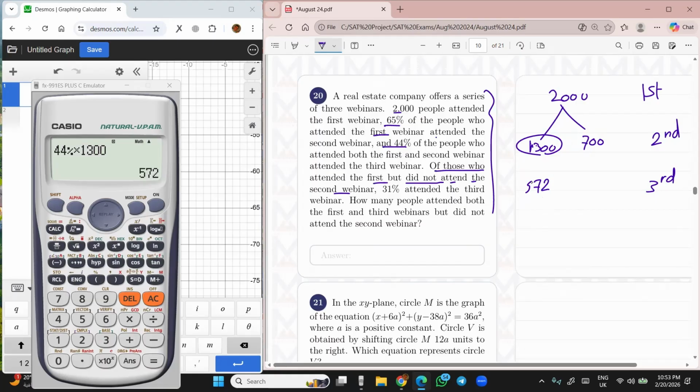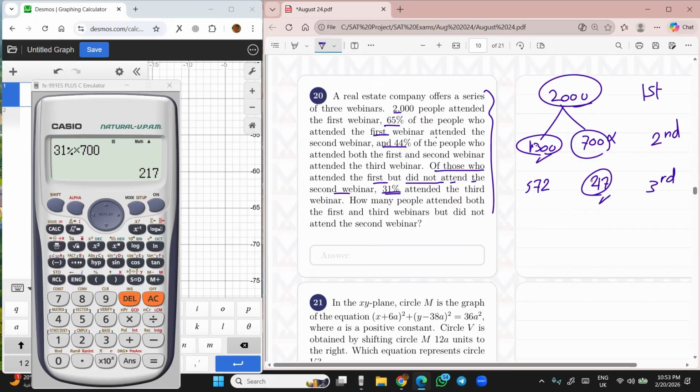700 people, what happens to them? 31% of them attended the third. Now we have 31% of this 700. So we can write 31% times 700. These are the people who attended the third one. So 217 attended the third but did not attend the second. This 700 did not attend the second, but this 217 people attended the third and, of course, the first.